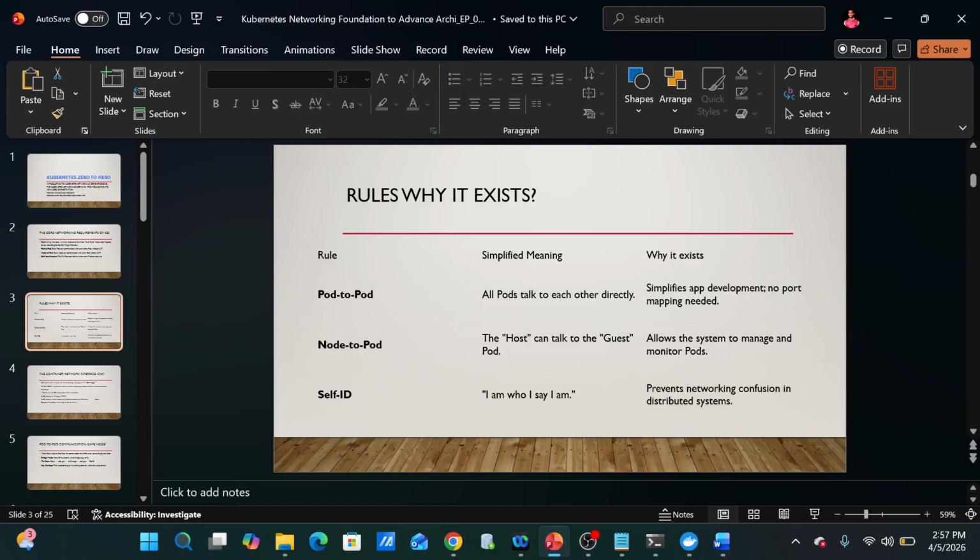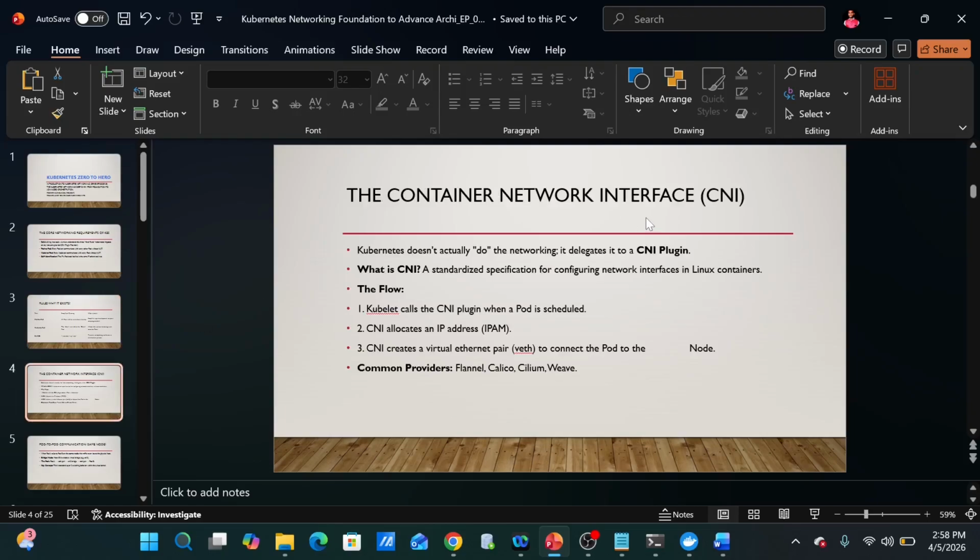The third one is the self ID. It's like, I am who I say I am. What I tell myself is the actual truth, and I am telling the same to others also. There is no difference in my ID. So it basically prevents networking confusion in a distributed system.